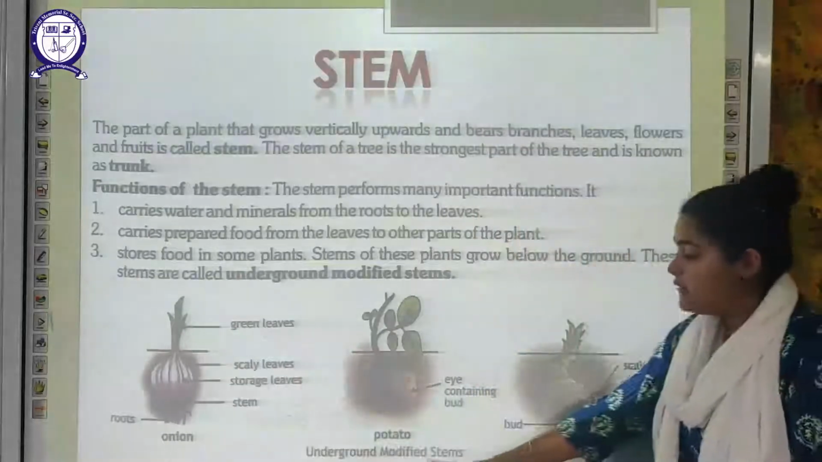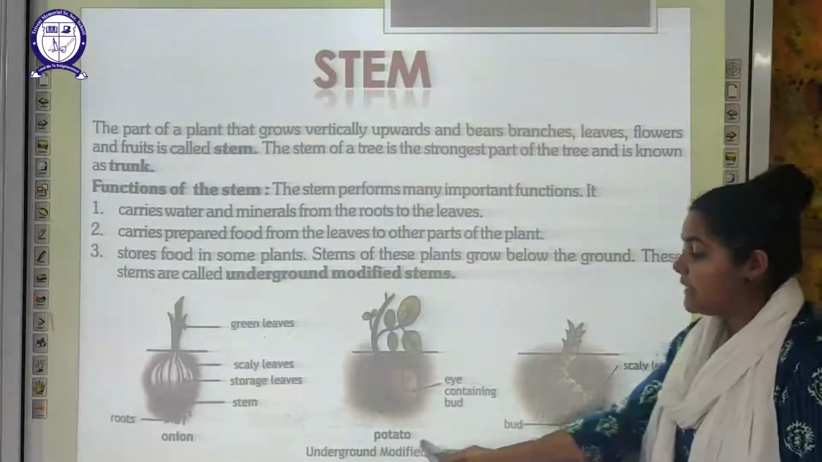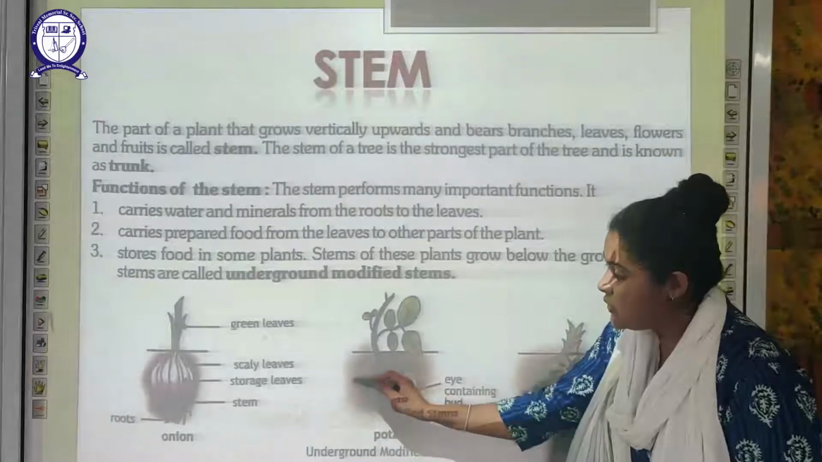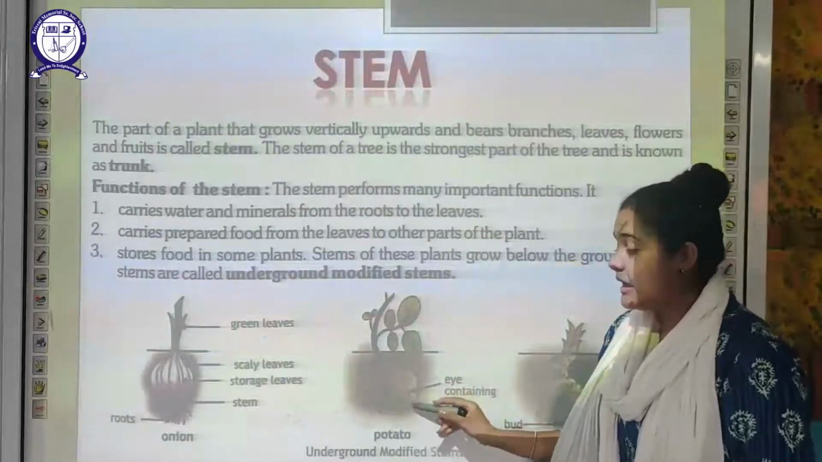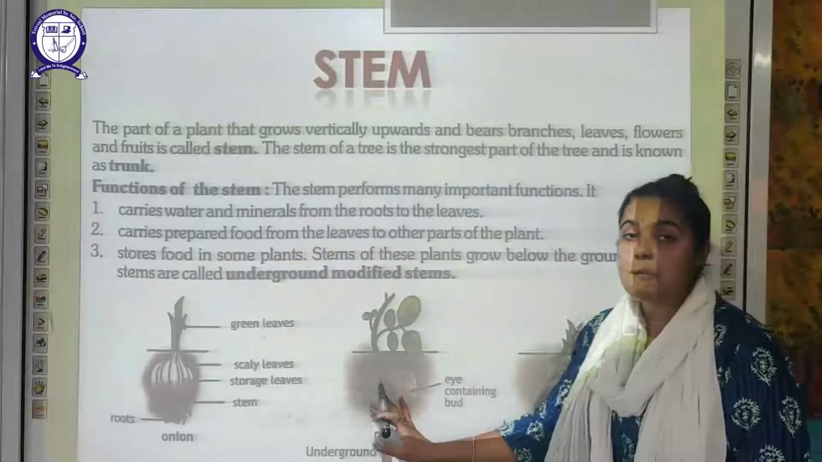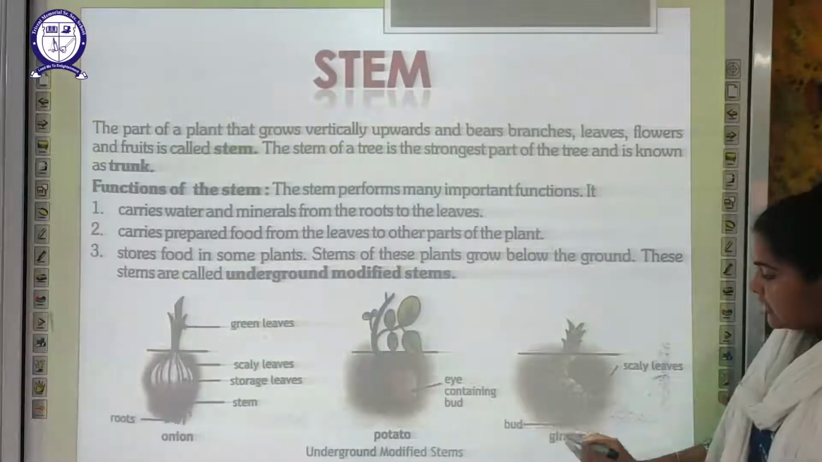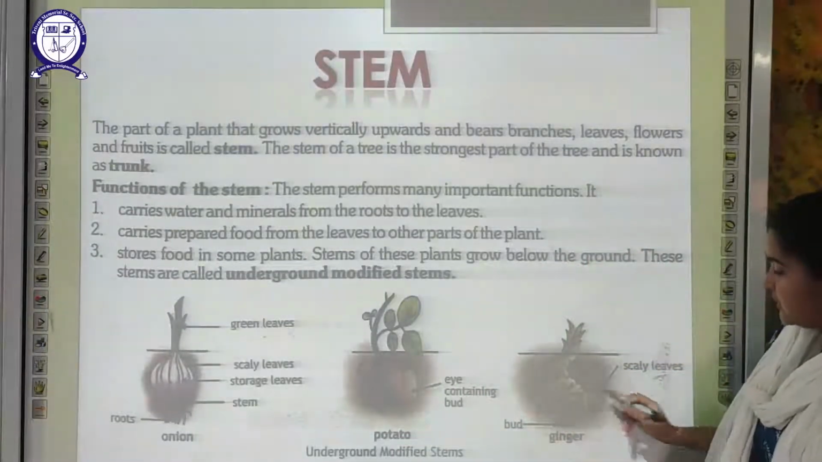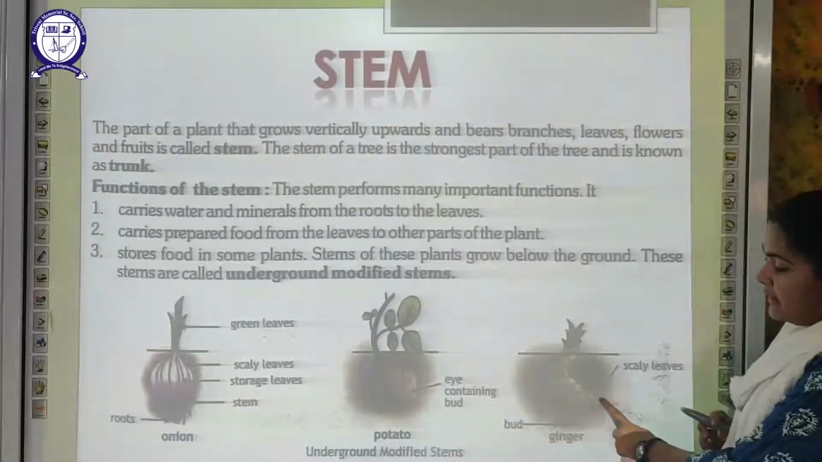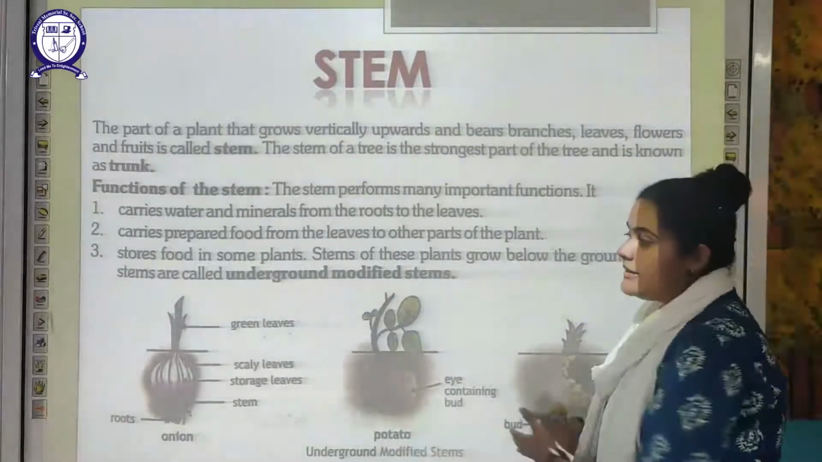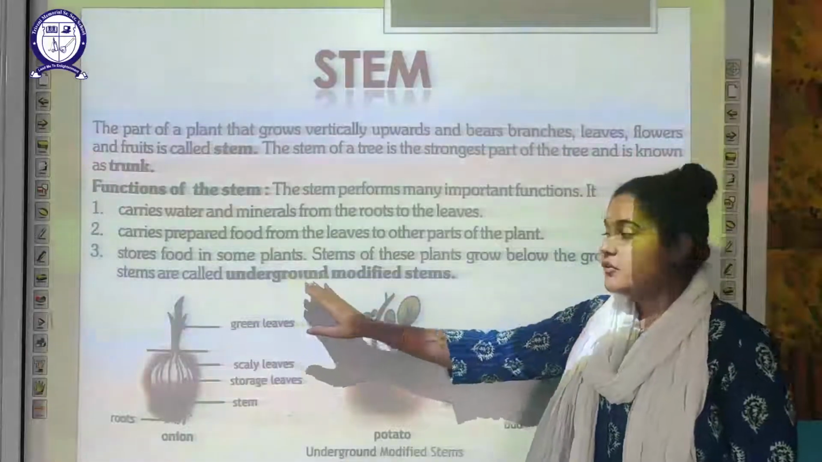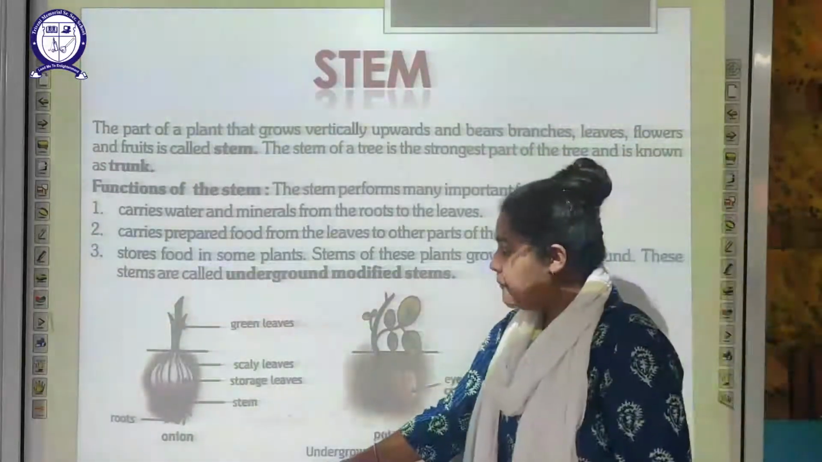The next example of your underground modified stem is your potato. You can see here the potato is a modified underground stem and it stores the food. This is the part of the plant which we eat. The last one is your ginger. You can see here different buds are found in the ginger and there are scaly leaves present here. So all these are the examples of what? These are the examples of your underground modified stem.